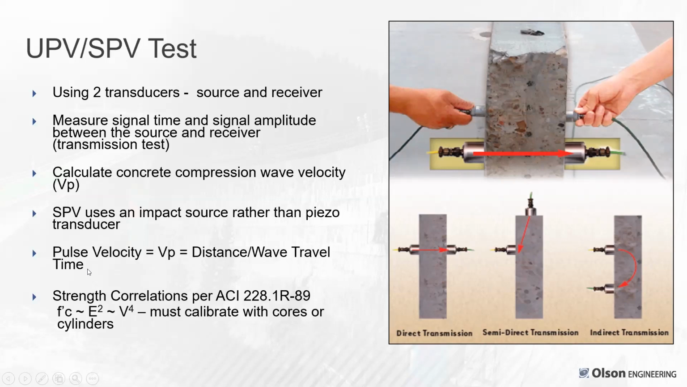There's a general correlation, referenced first in ACI 228.1R-89, an older document of the ACI committee, that the concrete strength f'c is proportional to Young's modulus squared, which is proportional to velocity to the fourth power. But to really apply this, you have to calibrate with cores or cylinders. Otherwise, you just know concrete is relatively strong or relatively weak and don't have a good sense of the accuracy of your strength estimate. And that's true for the Schmidt rebound hammer and others too. Unless you calibrate it to crushing cylinders or cores, you don't have a correlation that's approved by ACI to predict strength.